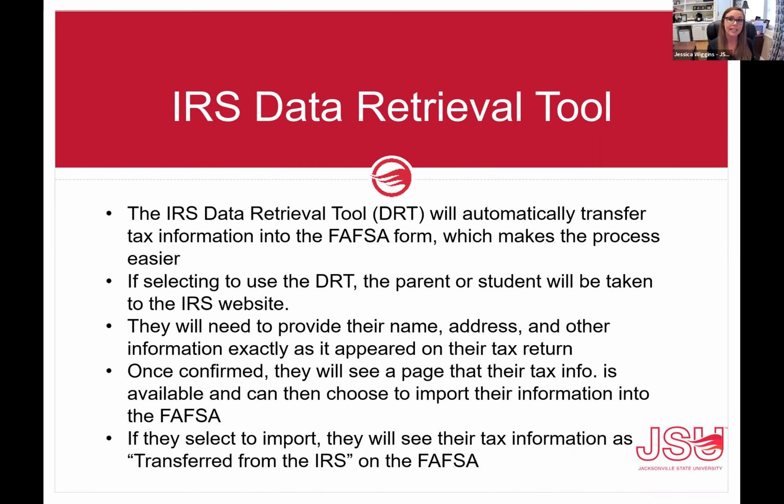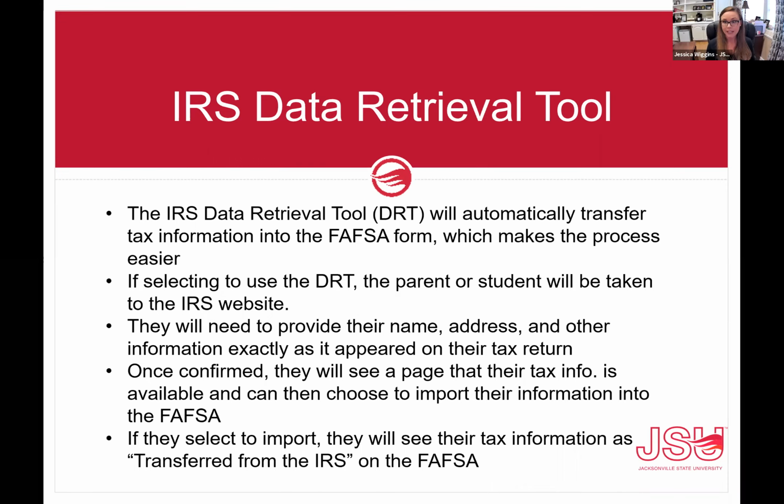So it needs to be entered in exactly as it appears on the tax return. Once they've done that, and if the IRS is able to confirm and find their information, then they will actually see a page that tells them their tax information is available, and then again gives them the option to import that information into the FAFSA. So they do have to again consent to importing that into the FAFSA.